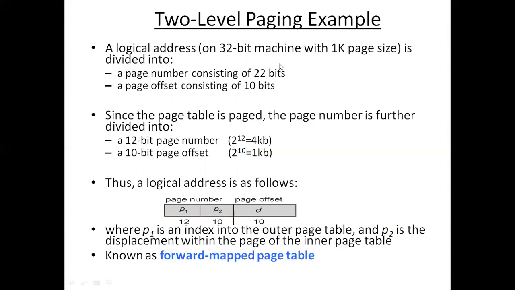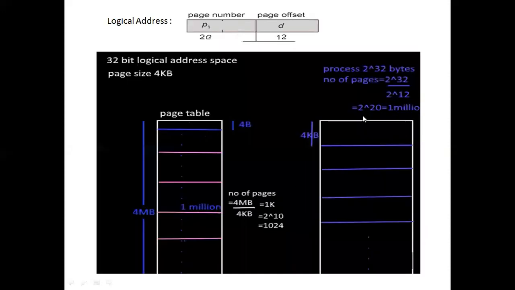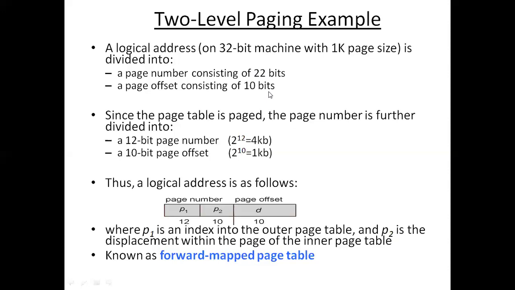And how many such pages can there be? It's nothing but 2 to the power of 22, right? In the previous example, 2 to the power of 20 itself was giving up to 1 million entries, 1 mega. So 2 to the power of 22 is even bigger. So what do we do? Since the page number is large, it is further divided. This 22 bits of page number can be divided into 12 bits and 10 bits. So this page number is further divided into a 12-bit page number and a 10-bit offset.